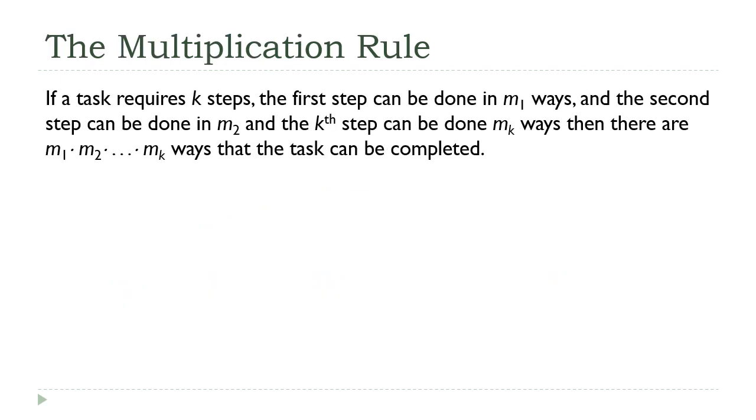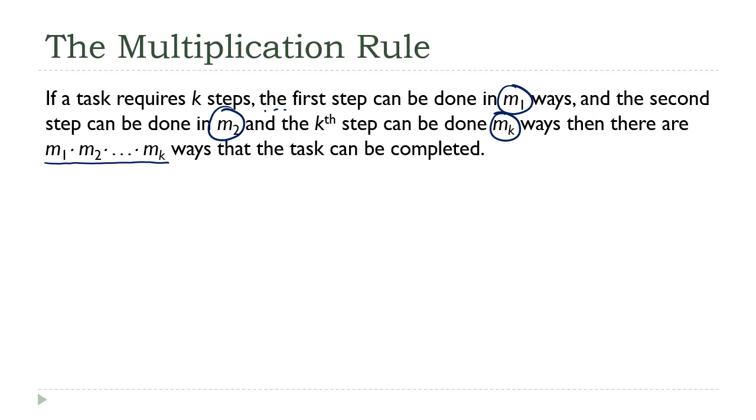So what I've done here is I've taken the conclusion that we saw in the previous slide and generalized it. Let's say we have a task to complete and it requires k steps. k would have been 2 in our previous example. And I know how many ways each of these steps can be done. The first step can be done n sub 1 ways, the second step n sub 2, and so on up to n sub k for the last step. Then the total number of ways that I can complete this particular task is just the product of the number of ways that I can do the individual steps. So that's the multiplication rule.